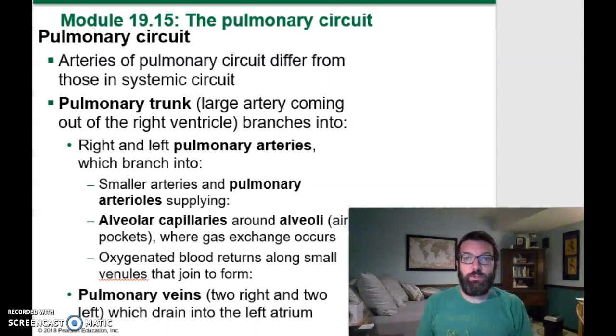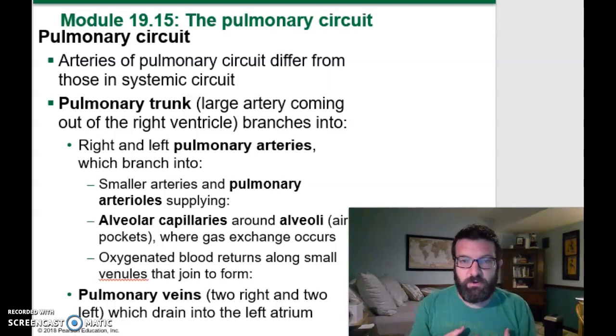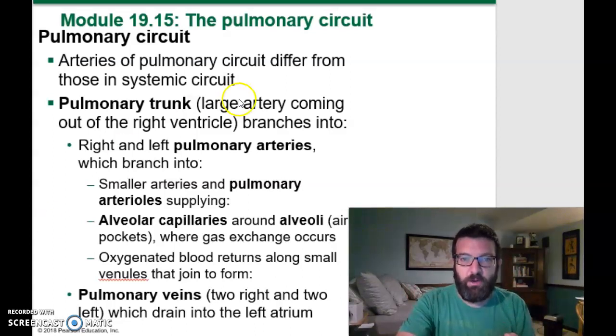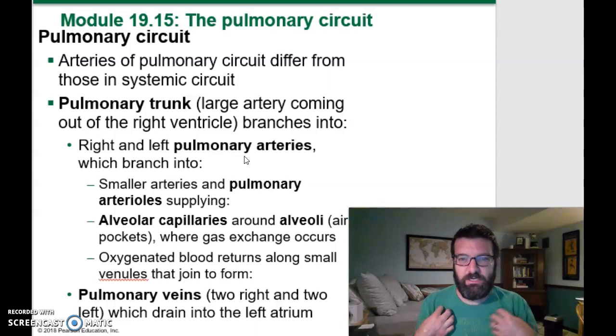So it begins with the pulmonary trunk. And the pulmonary trunk comes out of the right ventricle, and it branches into the right and left pulmonary arteries. Right? So these branch from the trunk, just like a tree. And then those pulmonary arteries, you have two of them, and one goes to each lung, since you have two lungs. And they begin to branch into smaller and smaller arteries.